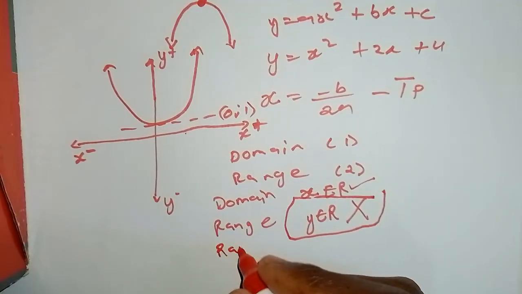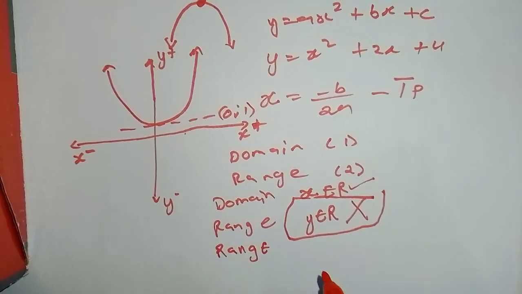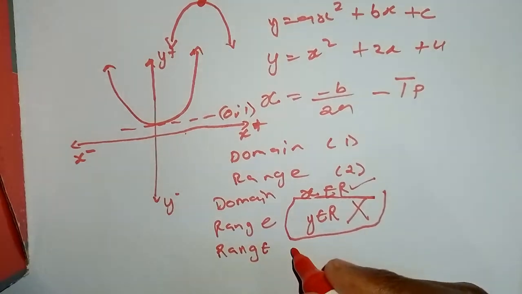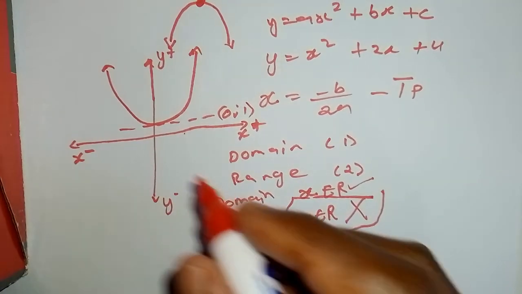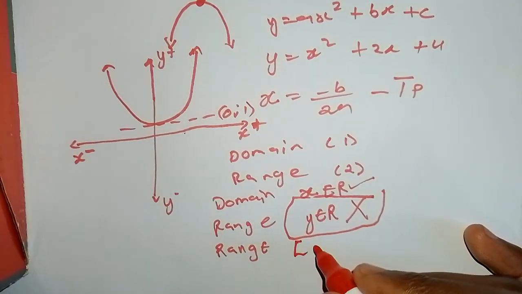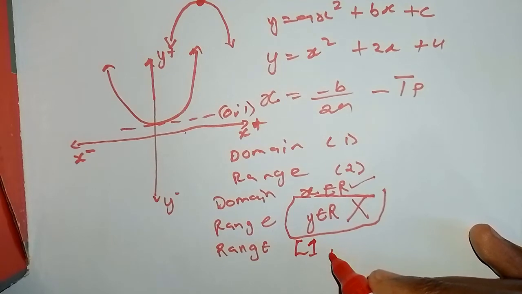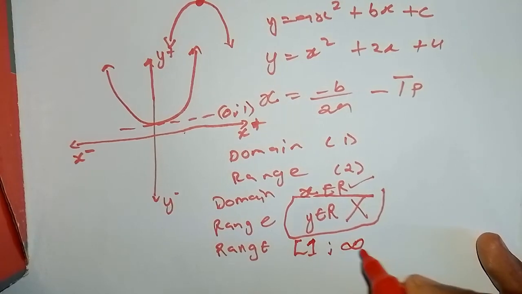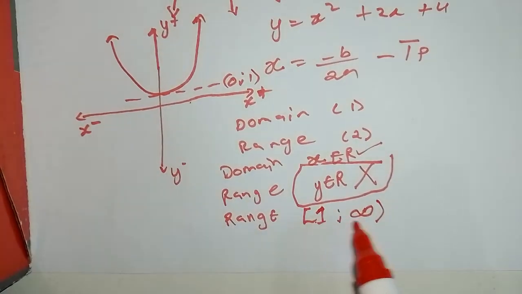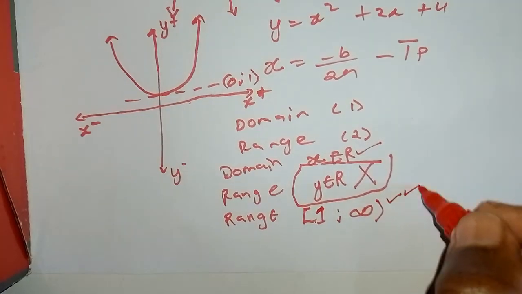What is my range? Now, if you check, my graph lies between 1 and positive infinity. It starts at 1, it ends at positive infinity. This is my 2 marks.